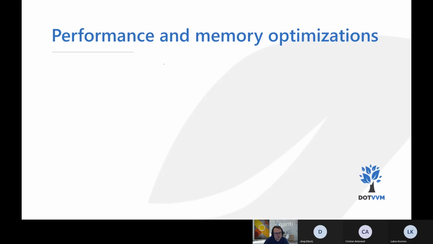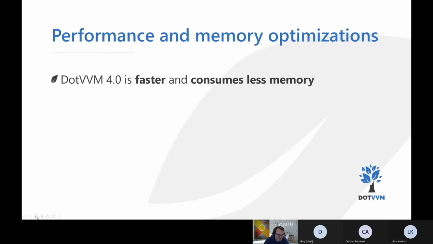DotVVM 4.0 also provides several memory and performance optimizations. So it should be faster and it should take less memory. If you try to make a memory dump of a DotVVM application in version 3.2, you will see that the memory is full of a lot of strings, because DotVVM parses the files and has the controls and everything. And for a lot of things, strings are used. The problem is that if you look at the individual strings, there are a lot of the same strings stored in memory in many places. And that's what we want to avoid.